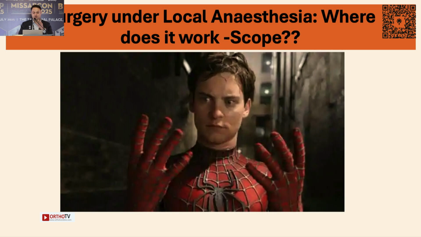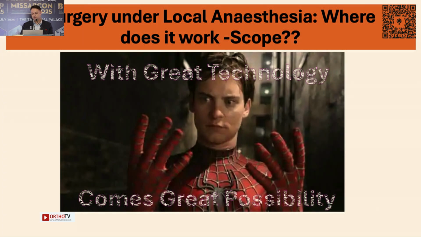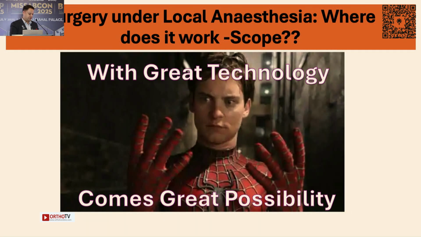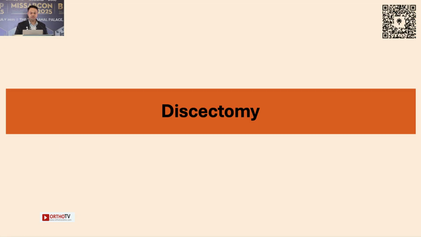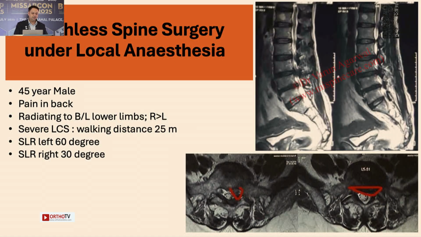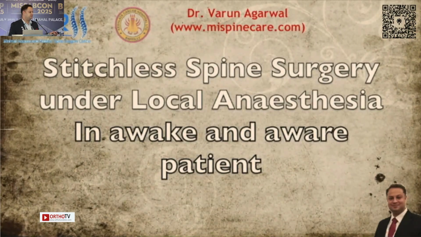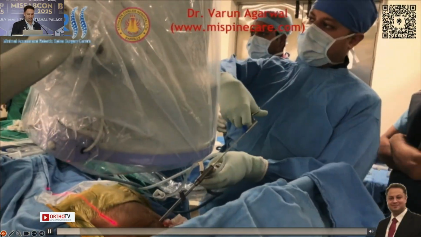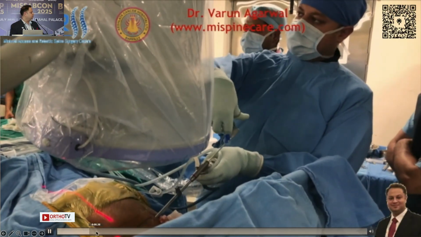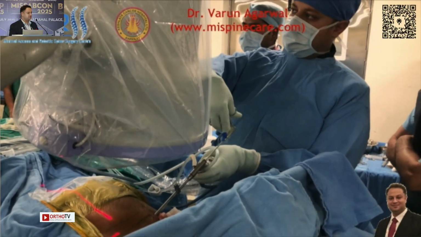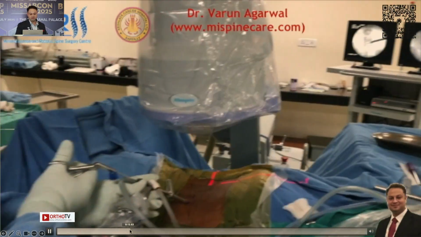So surgery under local anesthesia, where does it work? What is its scope? As you discuss the patients, you will recognize what patients we can take up for these kinds of pathologies. So routine discectomies, stitchless spine surgery under local anesthesia. A routine discectomy, everybody is well aware of these surgeries where we do endoscopic transforaminal under local anesthesia and the patient is awake. We can talk to the patient.